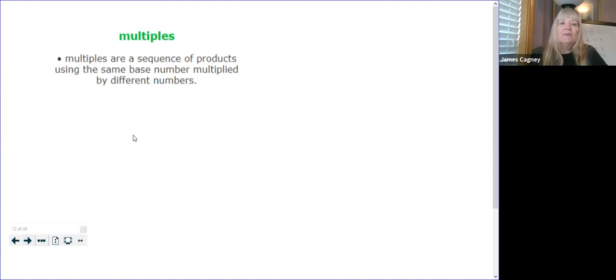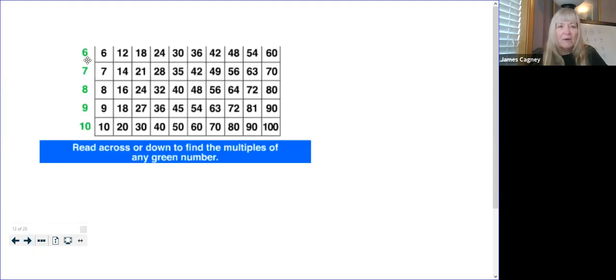Multiples. Multiples are a sequence of products using the same base number when it's multiplied by different numbers. So when I'm talking about multiples, multiples of 6 would be 6, 12, 18, 24, 30, 36. Multiples of 8, I'd read across here, 8, 16, 24, 32, 40. So if I were to consider 10, so 10, 20, 30, 40, etc. So we're going to read across to find the multiples of that given number.